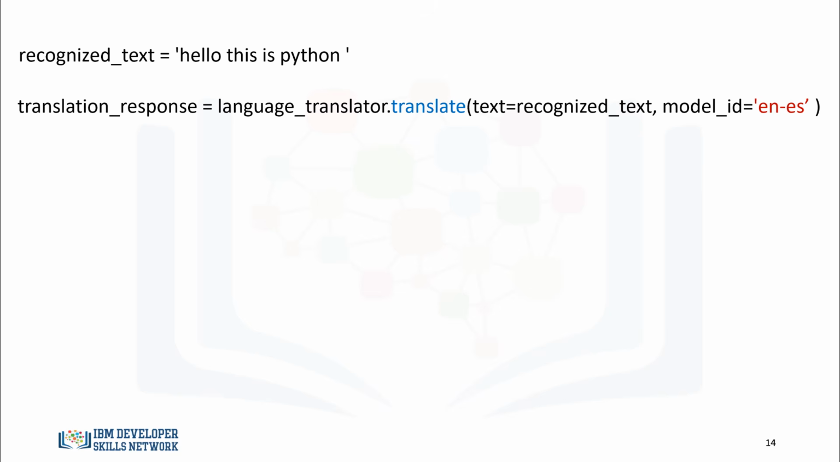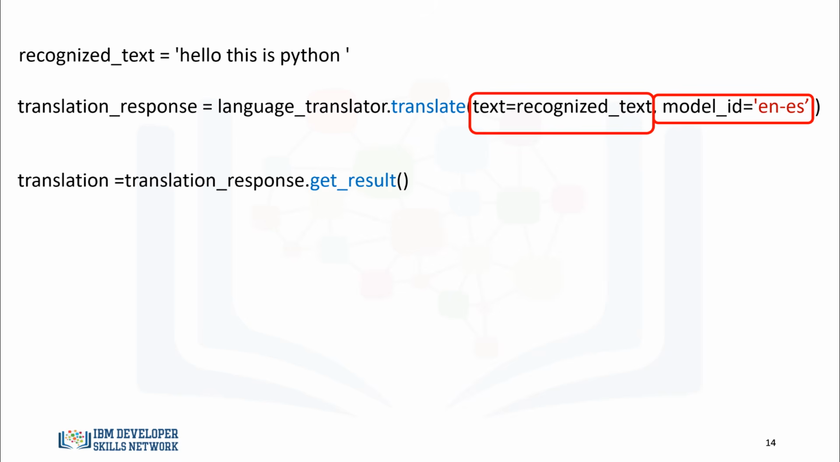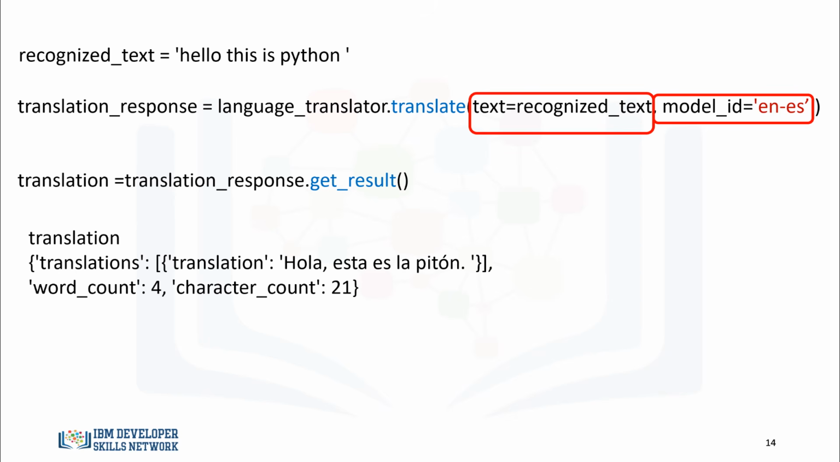The result is a detailed response object. The parameter text is the text. Model_ID is the type of model we would like to use. In this case, we set it to EN-ES for English to Spanish. We use the method get_result to get the translated text and assign it to the variable translation. The result is a dictionary that includes the translation, word count, and character count.